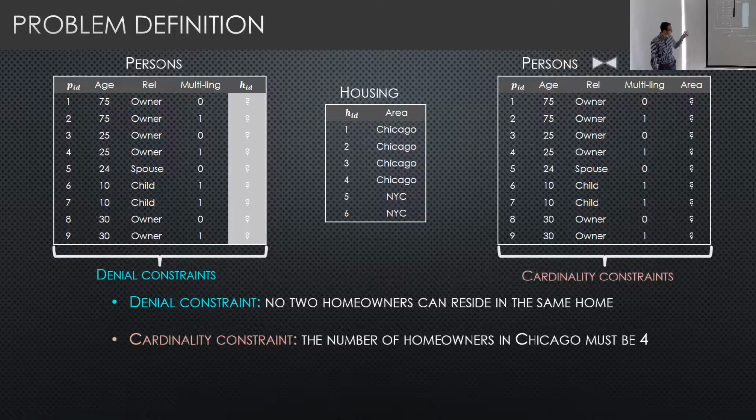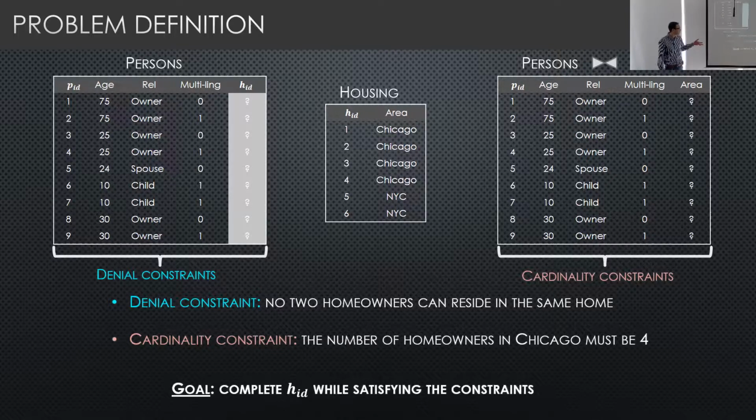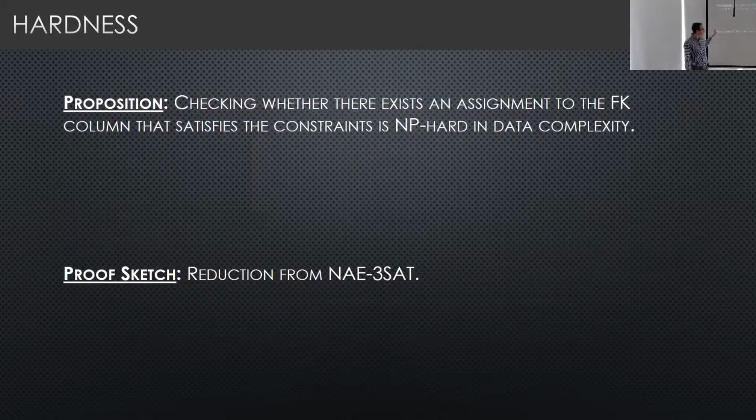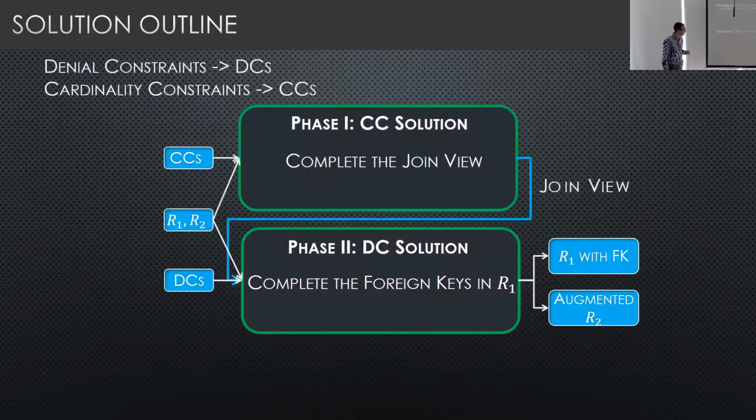Okay. So now, after defining these constraints, the problem is to complete the join view while satisfying both types of constraints. First, we know that the decision version of the problem is NP-hard in data complexity, and this can be shown using a reduction from NAE-3SAT. Since the problem is hard, our solution relies on heuristics and can be divided into two phases. In the first phase, we complete the join view while satisfying the cardinality constraints. In the second phase, we complete the foreign keys themselves while ensuring that we satisfy the denial constraints.